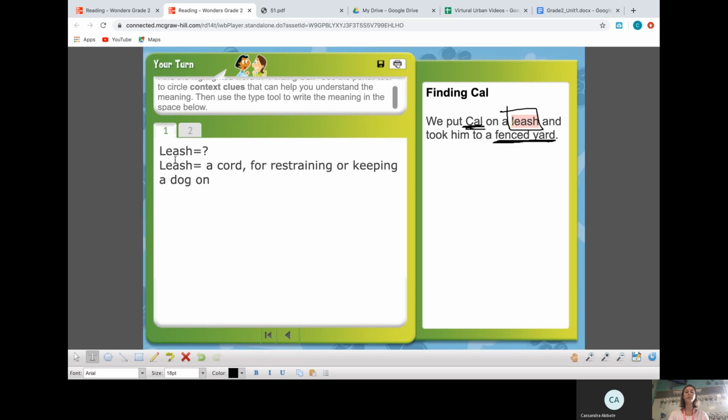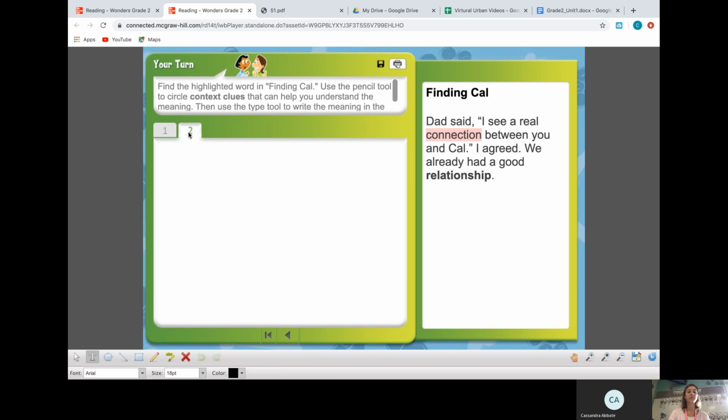For keeping a dog on. Okay. And again, I think we all knew what leash meant, but again, this is just to kind of help us really kind of get in that mood or that mode of looking for words around it. All right, let's move on to another one.